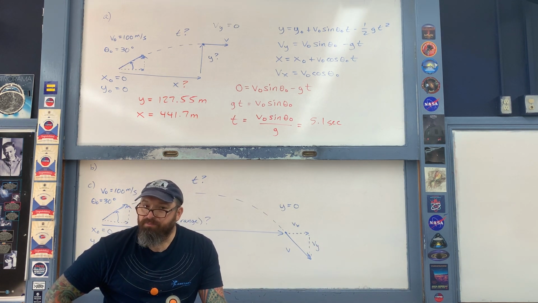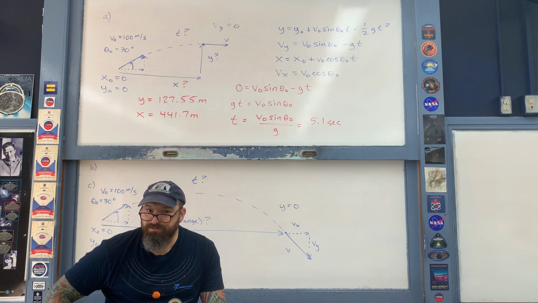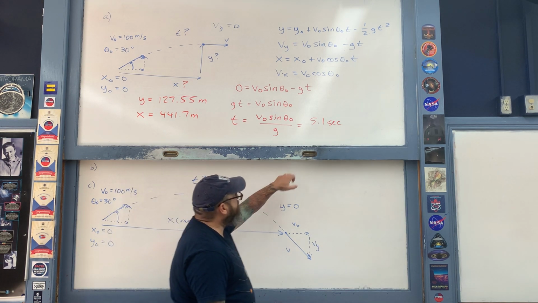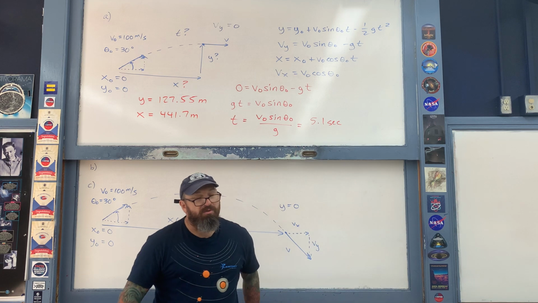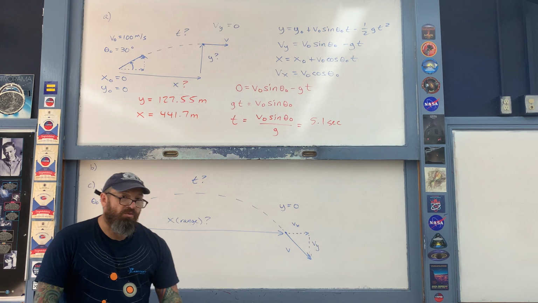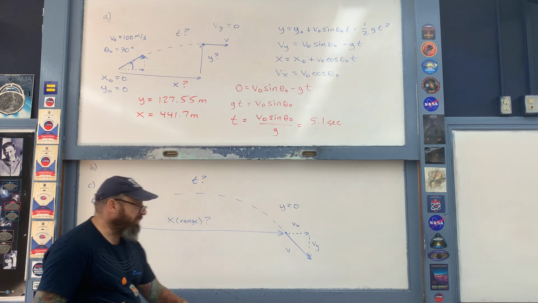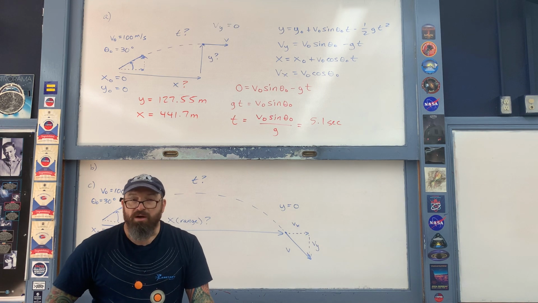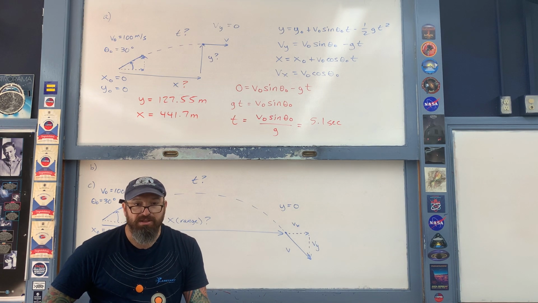Okay, but now let's make a comparison here in terms of symmetry. So for example, in part A of the problem, the time necessary for the object to reach its maximum height was 5.1 seconds. Take a look at just the diagram itself. What do you suppose the total amount of time is going to be when the object goes from here to here? If you are intuitively guessing that the total time is going to be 10.2 seconds, you are in fact correct.